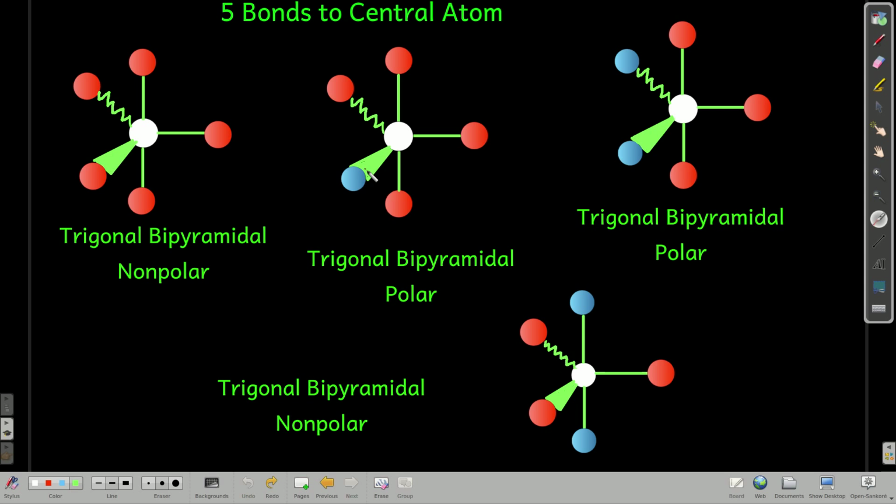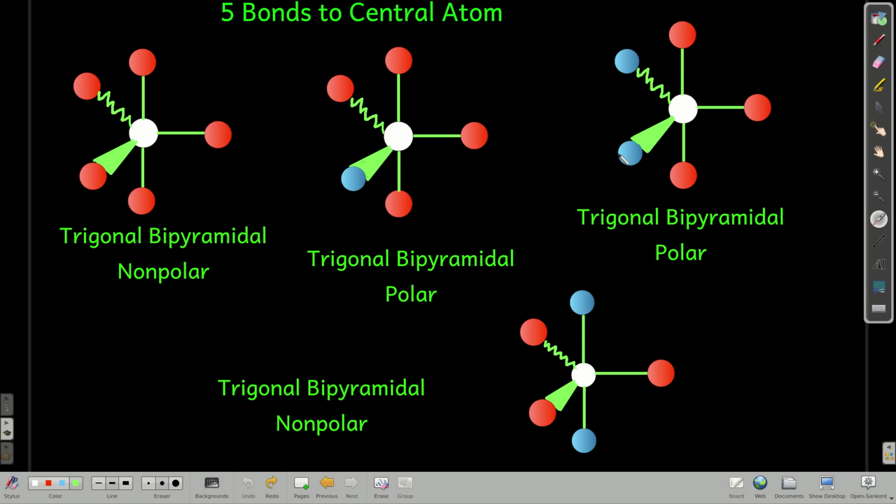Five bonds to the central atom. I'm only going to do some of these, and I'll leave you to figure out the rest, as well as six bonds to the central atom, because I think you're getting the idea now. Trigonal bipyramidal molecular geometry, all the atoms are the same. This is a non-polar molecule, even if these bonds are polar. One of these atoms being different, it doesn't matter which position that different atom's at. As long as we have at least one polar bond in here, that will be a polar molecule.